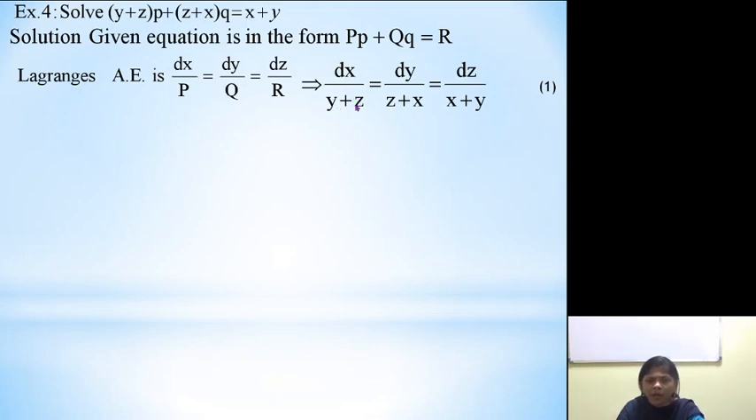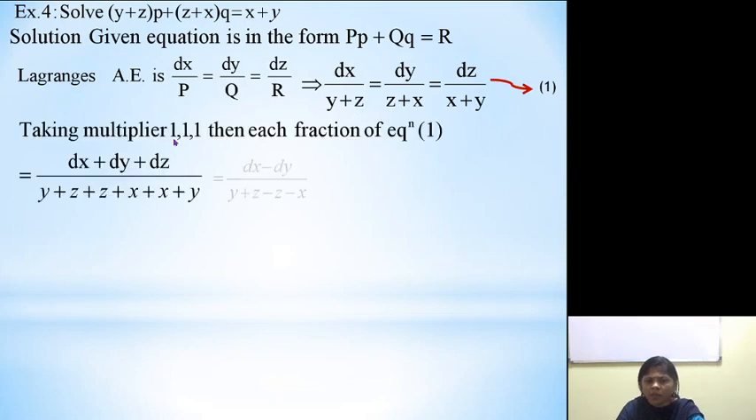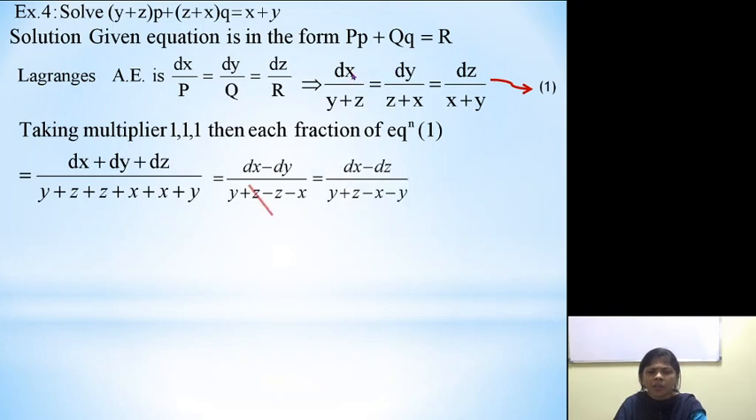Now I have to select the multiplier. So what should be the multiplier? So we'll select the multipliers 1, 1, 1. Obviously there is no chance of getting the 0. So we will opt for making the denominator a differential of the numerator. So with 1, 1, 1 as a multiplier, we get dx plus dy plus dz upon y plus z plus z plus x plus x plus y. Similarly, next we take 1, minus 1, 0. So we have dx minus dy upon this one. Accordingly, next we can take 1, 0, minus 1. So we have dx minus dz.